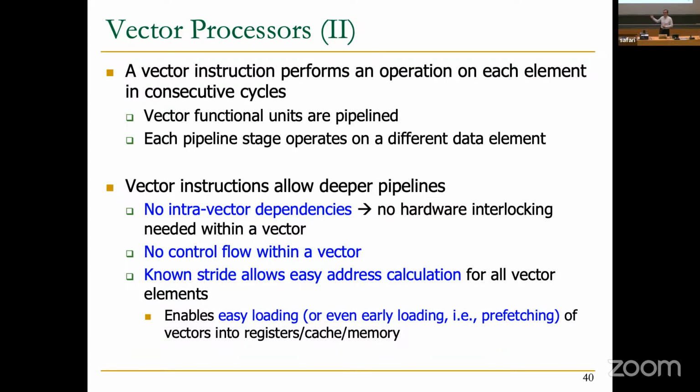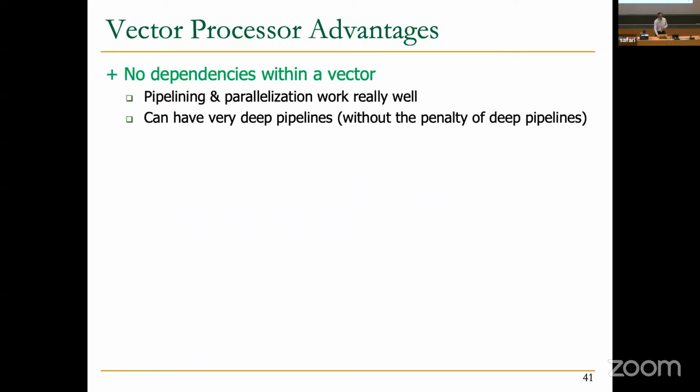You should ask for basically large vector lengths. If your vector lengths are smaller, then these unfortunately do not work very well. Well, basically you cannot pipeline very deep, clearly. Well, you can pipeline, but you don't benefit from it, let's say. Okay, so what are the advantages of vector processors?